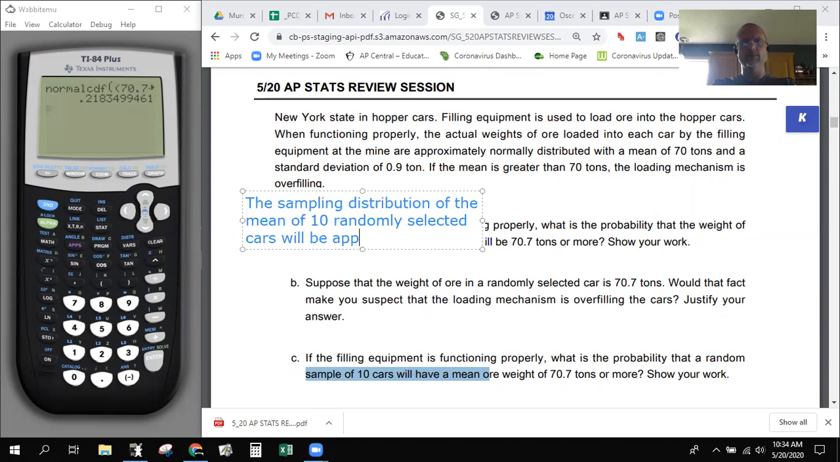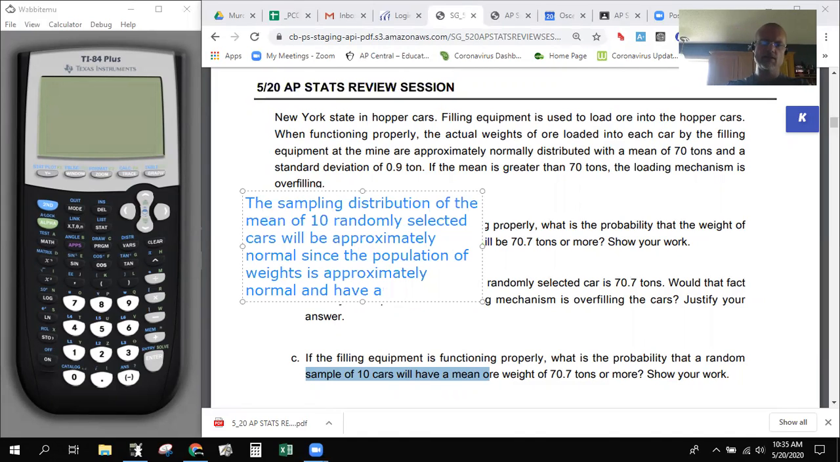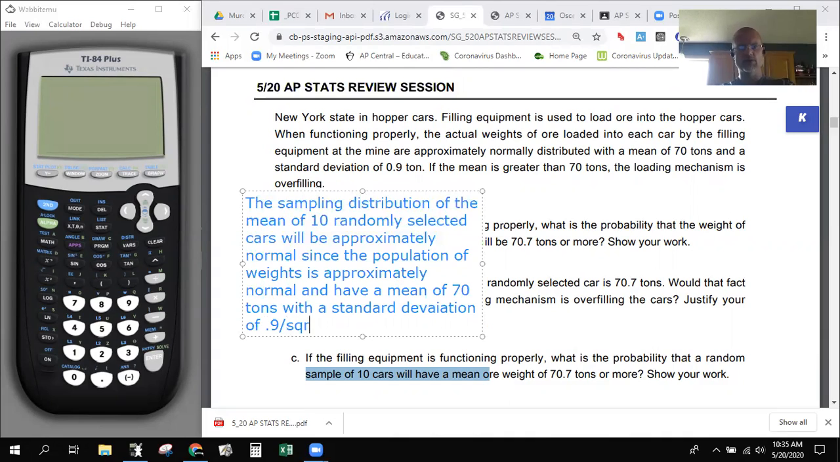will be approximately normal, since the population of weights is approximately normal, and have a mean of 70 tons with a standard deviation of, now we're going to do 10 cars, so that's going to be 0.9 divided by the square root of 10.